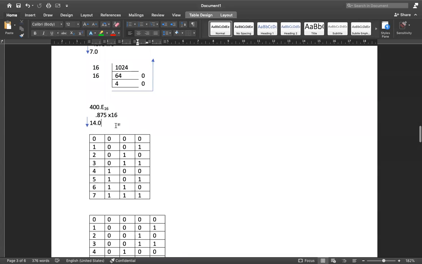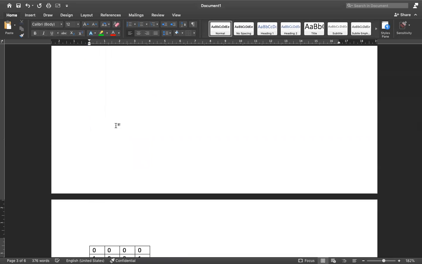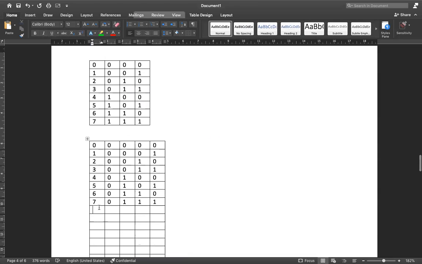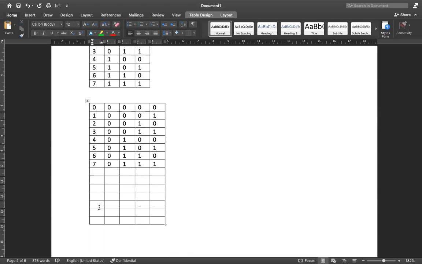Now let me increase the digits. Let's draw this from the beginning, on a new page. In hexadecimal, how many digits? 16 digits. Tell me the values: 8, 9, then A, B, C, D, E, and F. The last one is F.